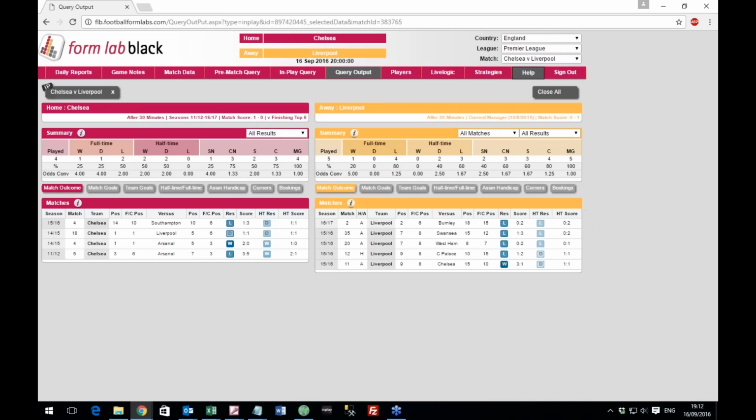If we click Generate Query, we're obviously going to get a smaller sample than we would have done had we queried at the start of the match, but we can see here that actually Chelsea's record when 1-0 up is not particularly impressive. They've only won 1 of their last 4 in similar matches, hosting teams that finished in the top 6. Liverpool, they've lost all of their last 4 when they've been trailing by 1-0 at half-time.